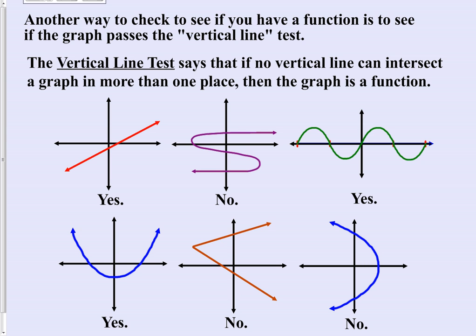But in cases like the one in the top middle or in the bottom middle, you can see that there is at least one location where you can draw a vertical line coming down through the graph, and it will make contact with the graph more than once. That means you have a single x value that is trying to have more than one y value, and that is not a function.